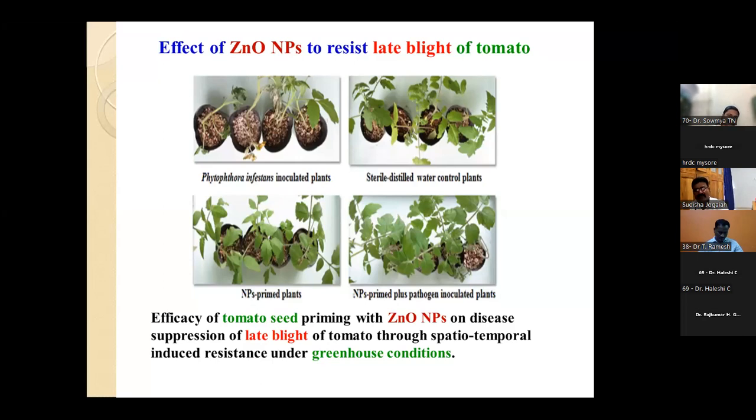Those plants have been raised from the treated ones. If we see symptoms appear on the plant surface, we again go for a spray application, where the zinc oxide nanoparticles are able to suppress the late blight. Through our experiment, you can see the primed plants with the pathogen have shown a very good amount of biomass as well as greenery compared to the pathogen-only and the control plants, and this has a major effect on the yield. This is what we observed in spatiotemporal induced systemic resistance in greenhouse conditions against late blight of tomato.